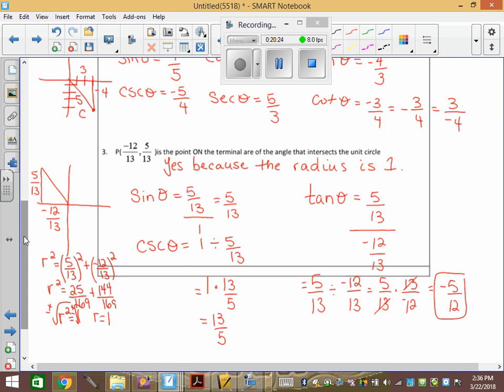So that's if you're given a point, okay? If you're given a point, you're always going to find r. So last year you were given some points, and you were given trig ratios and asked to find other trig ratios. That's what we're going to do as well here, except we're adding 3 new trig ratios to it. We're adding cosecant, secant, and cotan, okay?